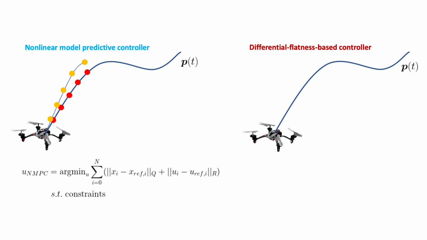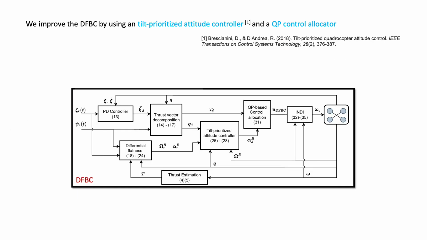On the other hand, the DFBC tracks a single point on the reference trajectory by utilizing the flatness property of quadrotors. It converts 3D position and its derivatives to quadrotor states and input references, which is used by a proportional controller. As the original DFBC does not deal with input constraints, we also improve DFBC by using a tilt-prioritized attitude controller and a quadratic programming-based control allocator. This can effectively improve its performance to address rotor thrust limits.